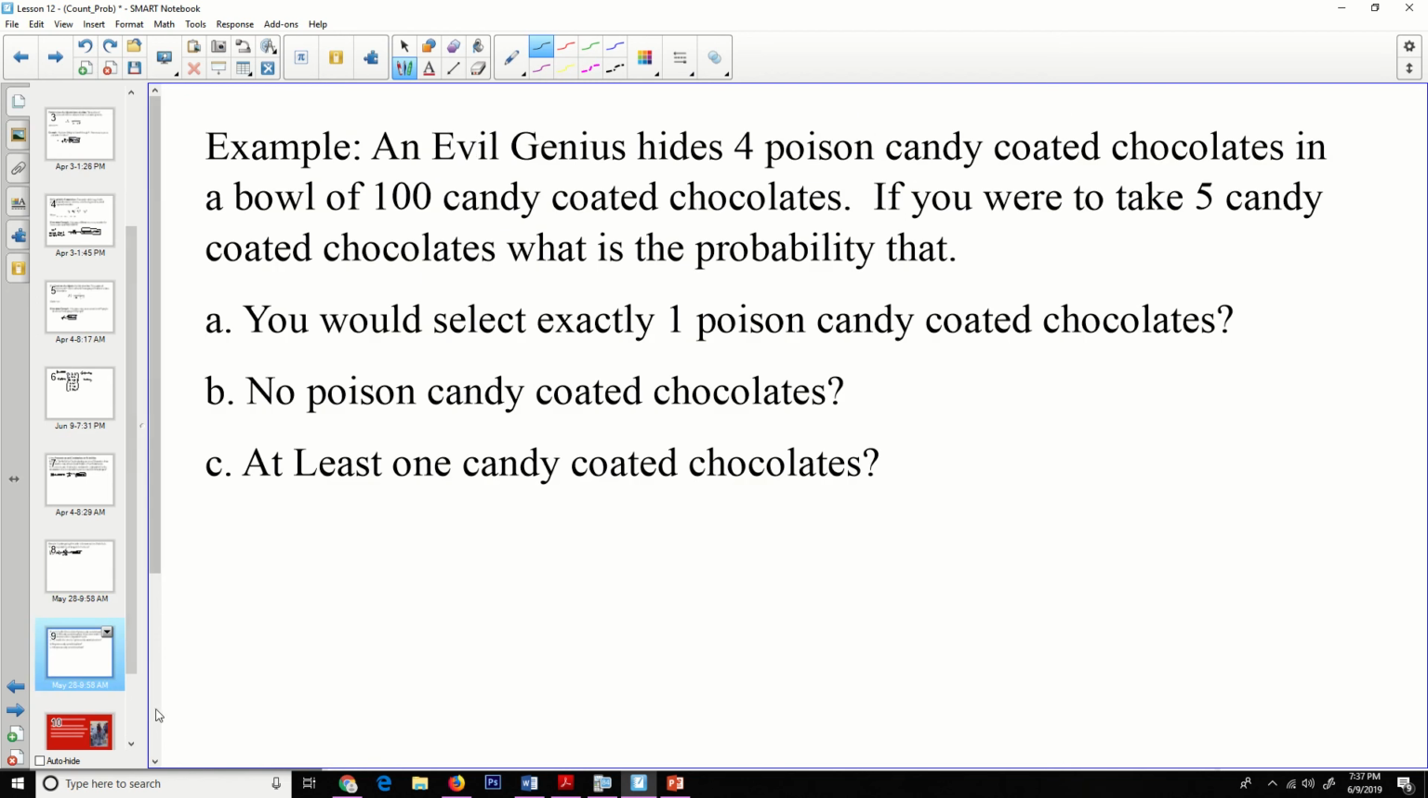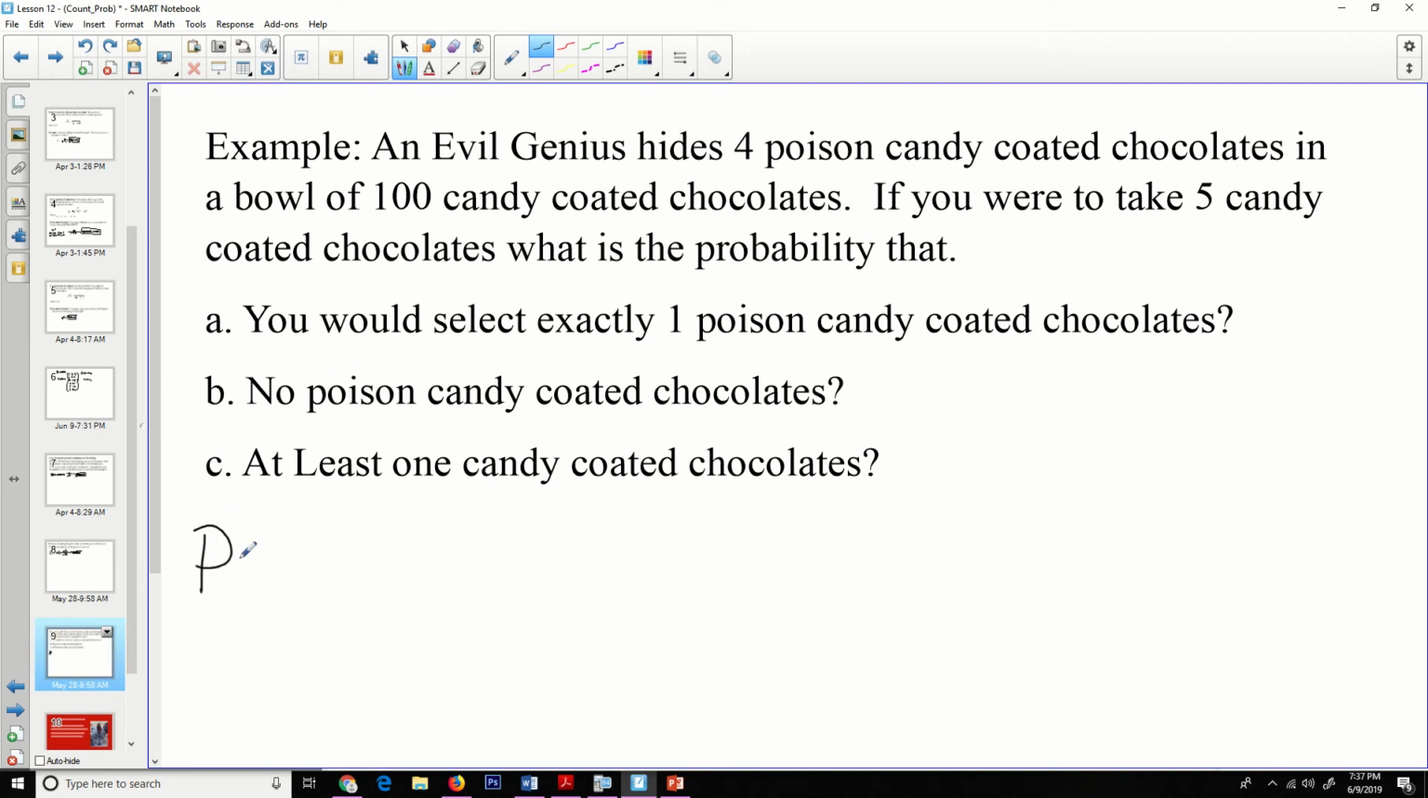All right. So, an example: an evil genius hides 4 poison candy-coated chocolates, and I used candy-coated chocolates because I didn't want to break any copyright rules. So, there are 4 poison candy-coated chocolates in a bowl of 100 candy-coated chocolates. If you were to take 5 candy-coated chocolates, what is the probability that A, you would get exactly 1 poisoned candy-coated chocolate, B, no poison candy-coated chocolates, or C, at least 1 poisoned candy-coated chocolate?